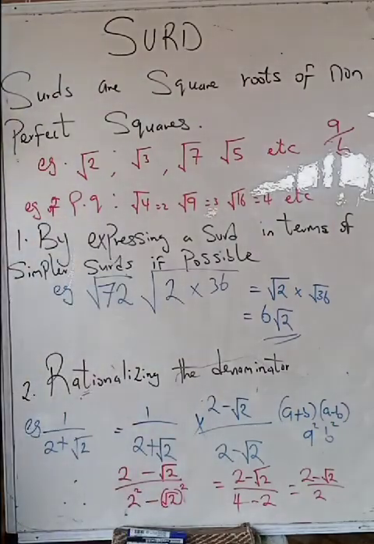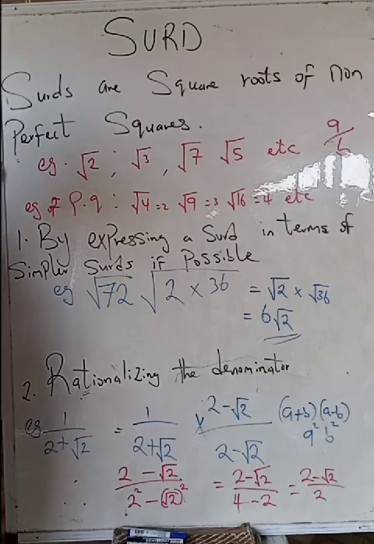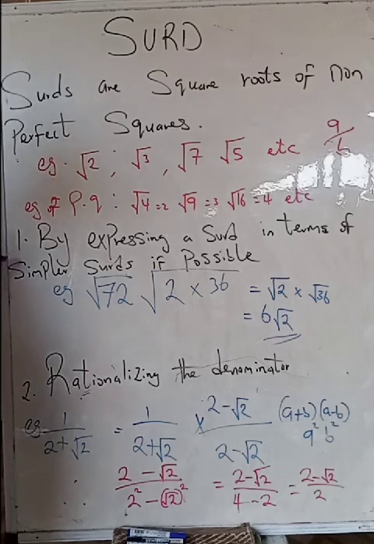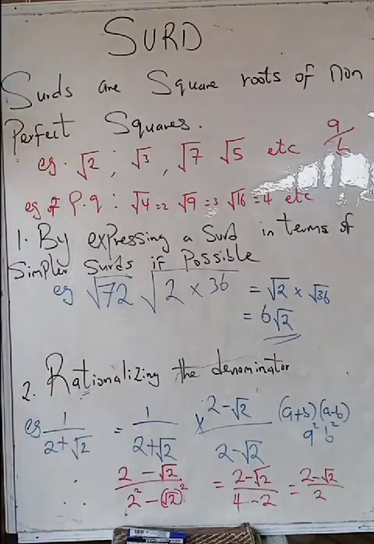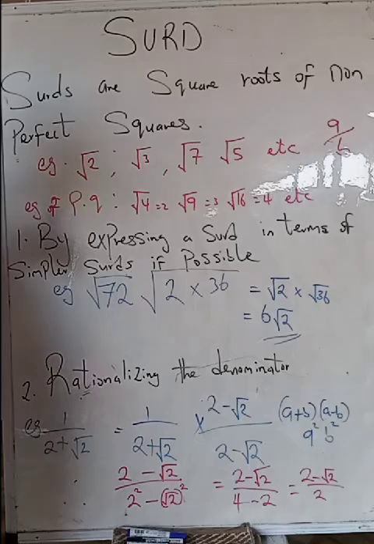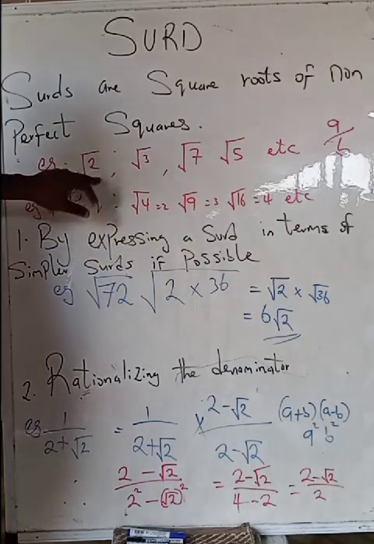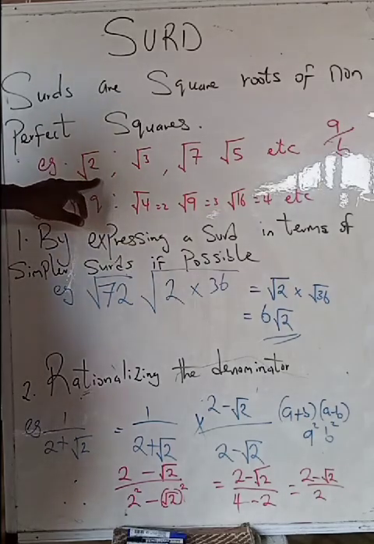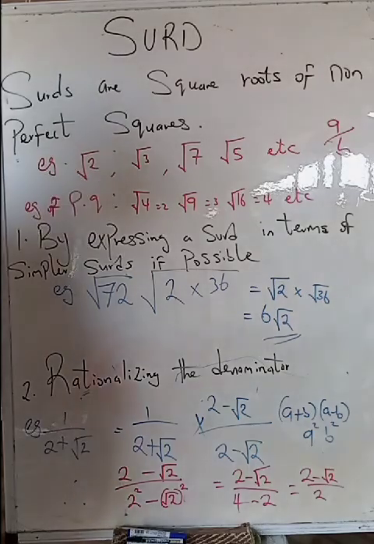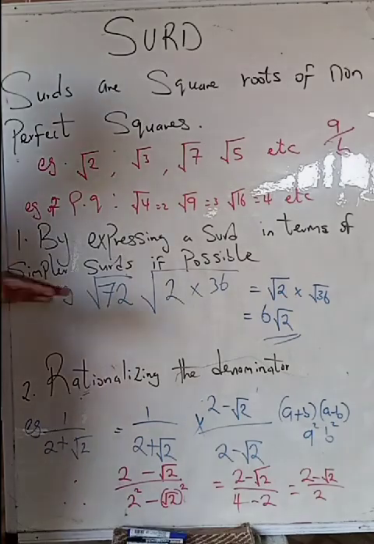All right. So how do we solve surds? We solve surds using two methods. Number one is by expressing a surd in terms of a simpler surd, if possible. Like I said, surds are square roots of non-perfect squares. So whenever we are dividing or adding or subtracting or multiplying these non-perfect squares, we are talking about surds. So there are two methods in which we can solve surds. Number one is by expressing a surd in terms of a simpler surd, if possible.